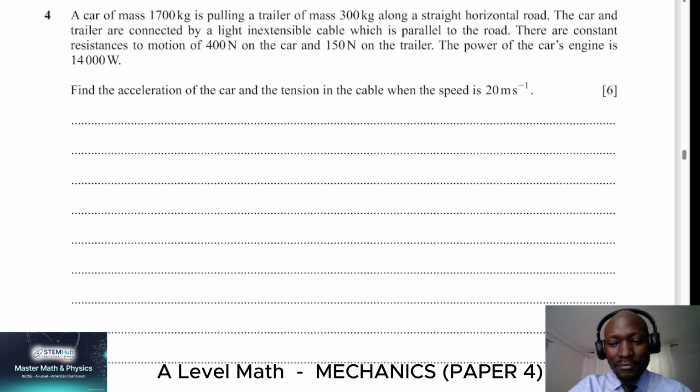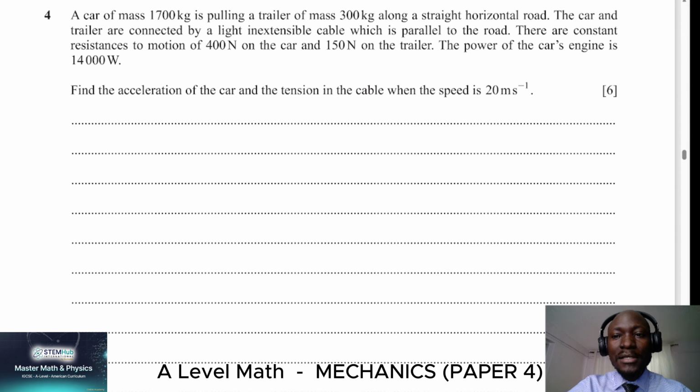Let's read the question. A car of mass 1,700 kilograms is pulling a trailer of mass 300 kilograms along a straight horizontal road. The car and the trailer are connected by a light inextensible cable which is parallel to the road. There are constant resistances to motion of 400 newtons on the car and 150 newtons on the trailer.